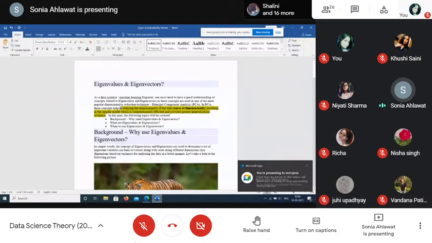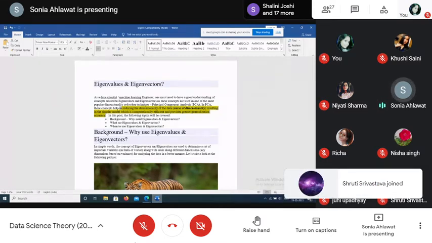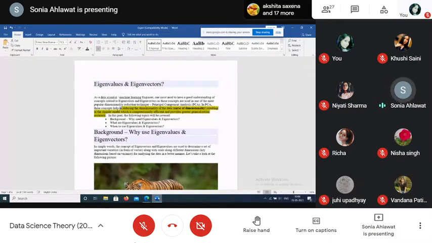Okay. Can anyone let me know what is eigenvalue and eigenvector? I know we are meeting after so long, but we have to cope up with the course, so undoubtedly I have to start directly. So can anyone let me know what is eigenvalue and eigenvector? Then I'll let you know where we have to use it for data science. Yes, anyone?